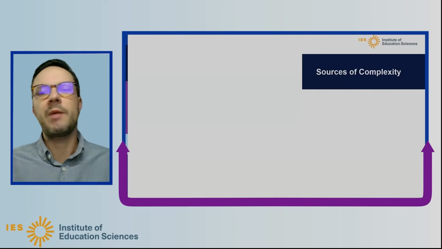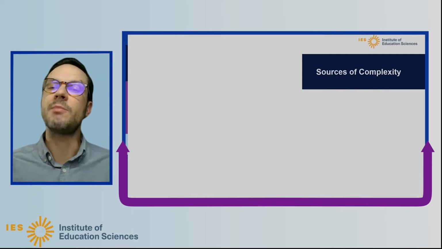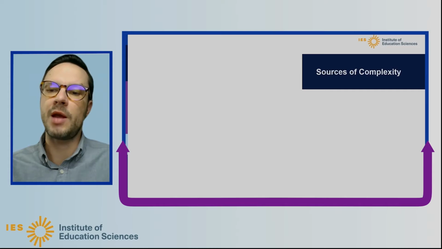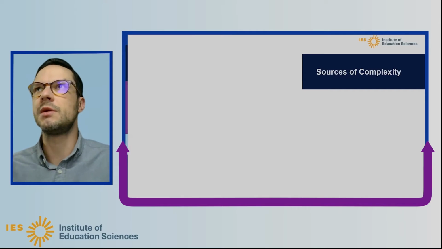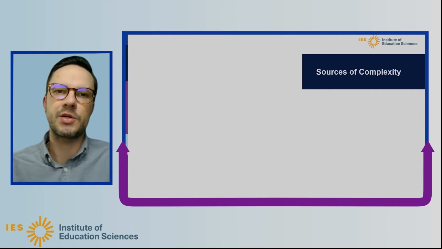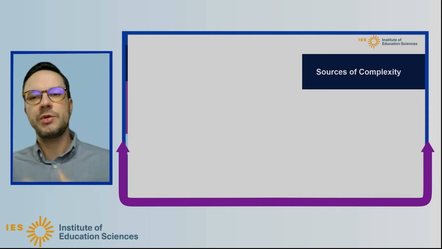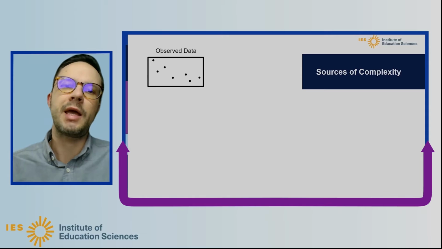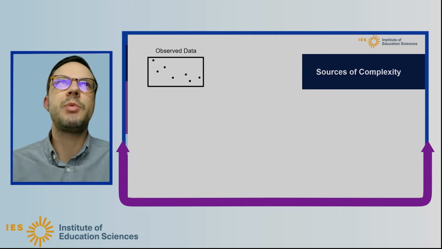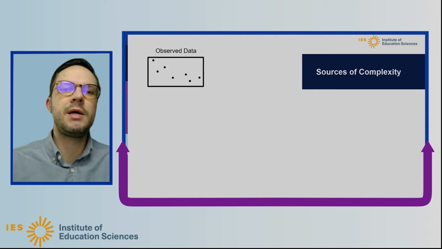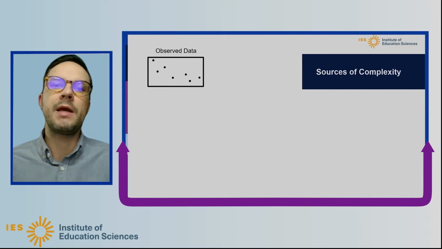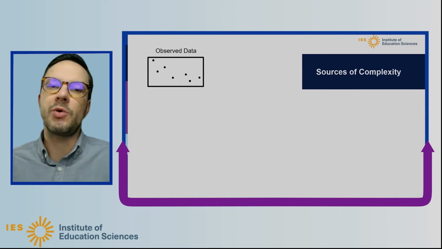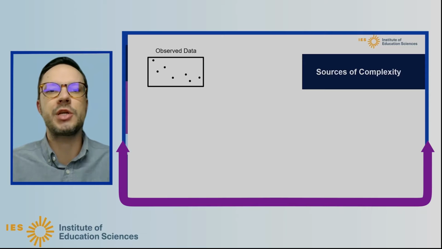So what that means is that complexity might not just be tied to the number of parameters. There might be different sources of complexity in our statistical models. So to introduce these different sources, I want to provide a quick illustration. Suppose that you have collected some data and your observed data is made up of these 7 data points. So just a simple illustration.